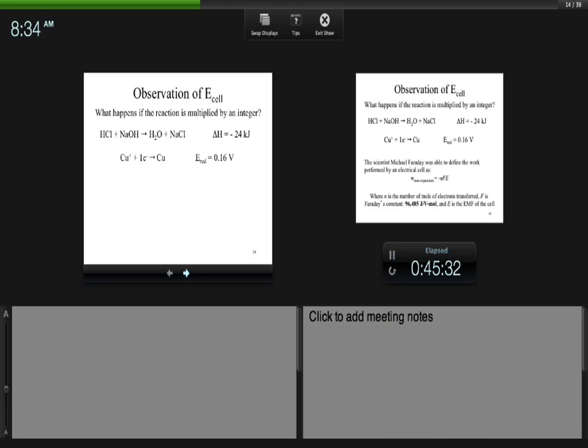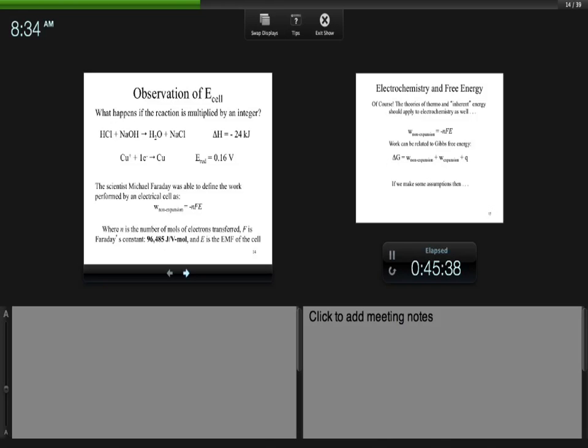Our cell potential ends up not changing, and the question becomes why. Well, enthalpy is a form of energy. If we look at our cell potential, we have to see how it's related back to energy. It was an energy per charge of electron. So if we evaluate our cell potential, if we look at just the units on it, our volts was what?